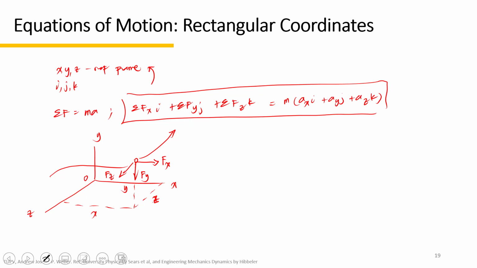Okay, so for this motion to be satisfied, the respective components, the i, j, k components on the left side of the equation, must be equal to the respective components at the right side of the equation, so that we may write individually or scalarly: sum of Fx equals m ax, sum of Fy equals m ay, sum of Fz equals m az.